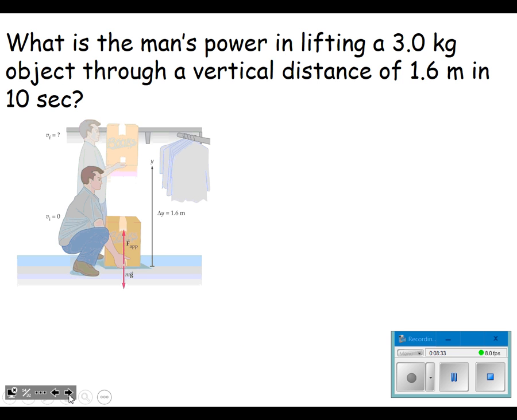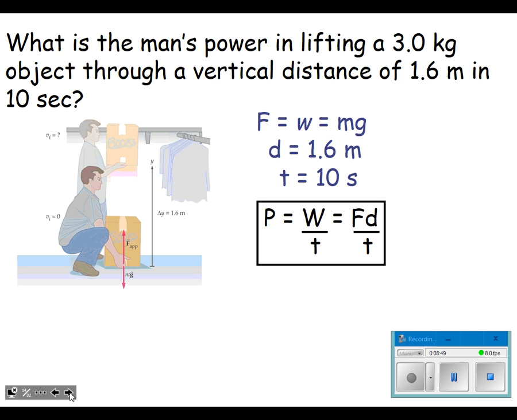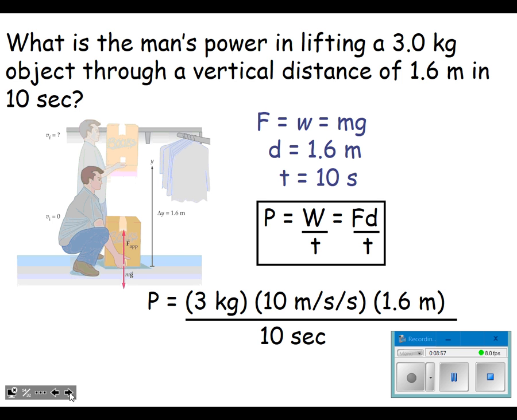So what is the man's power in lifting a 3-kilogram object through a vertical distance of 1.6 meters in 10 seconds? Well, we know that power is work divided by time, so the first thing we're going to have to do is find the work. So it also is force times displacement, so we could say it is force times displacement divided by time. So we could say the force would be mass times gravity, because it would be the weight force. And then 1.6 meters is the displacement vertically, and then the time would be 10 seconds. So we would end up with 4.8 watts.